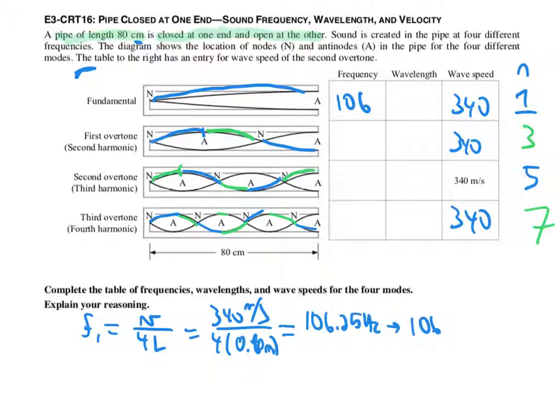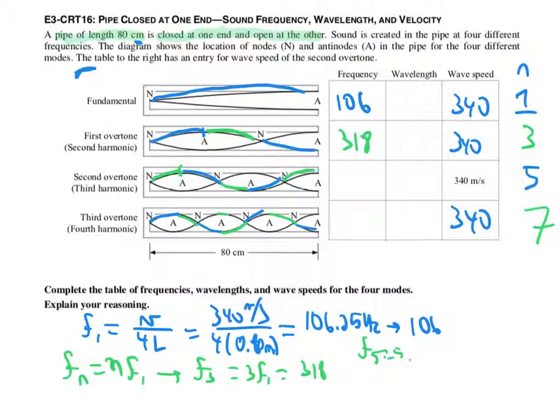And then all the others are nice because any other mode is just the mode number times the fundamental. So for instance, f3 is 3 times f1, which is something like 318. And then f5 will be 5 times f1. And we probably should use the 106.25 because we should round off towards the end. So 106.25 times 5 is 531.25. So we can call this 531.